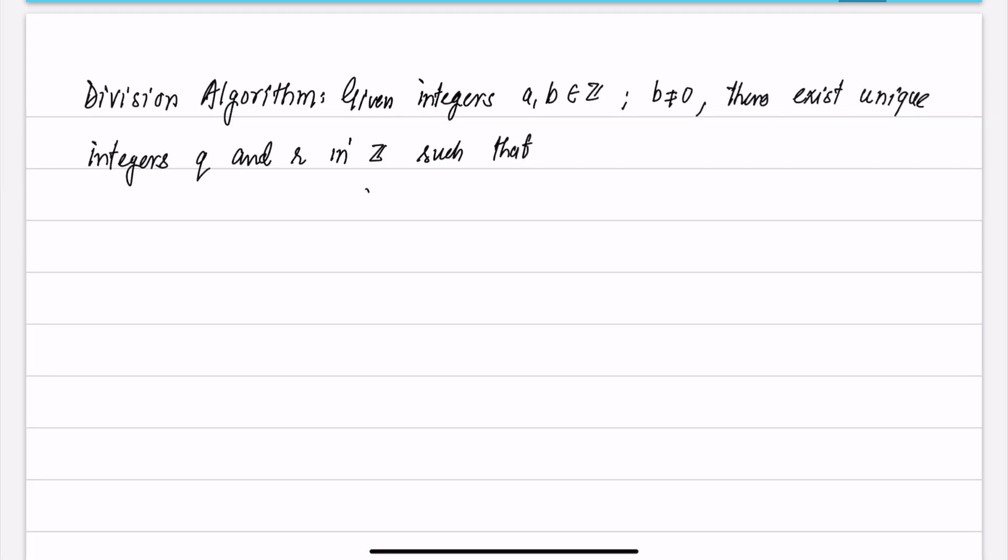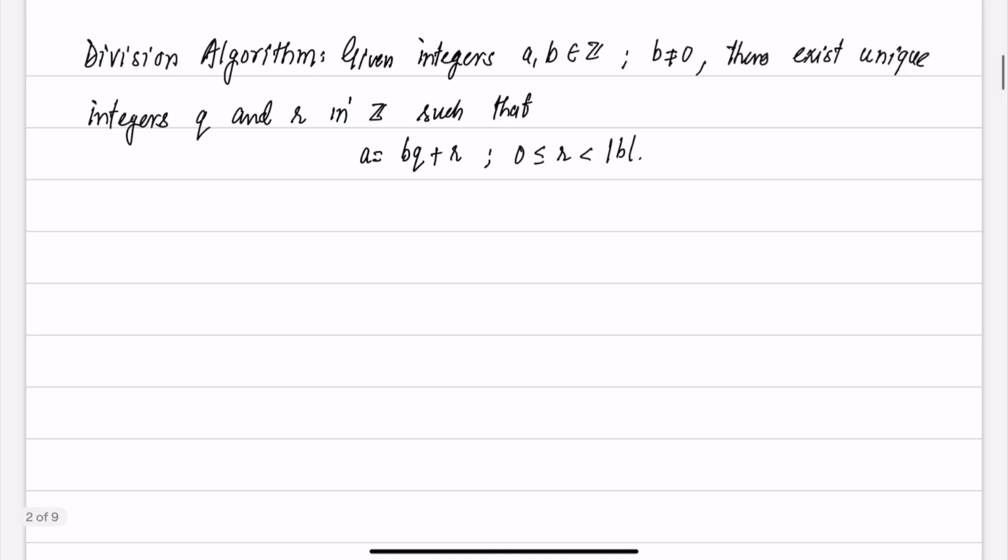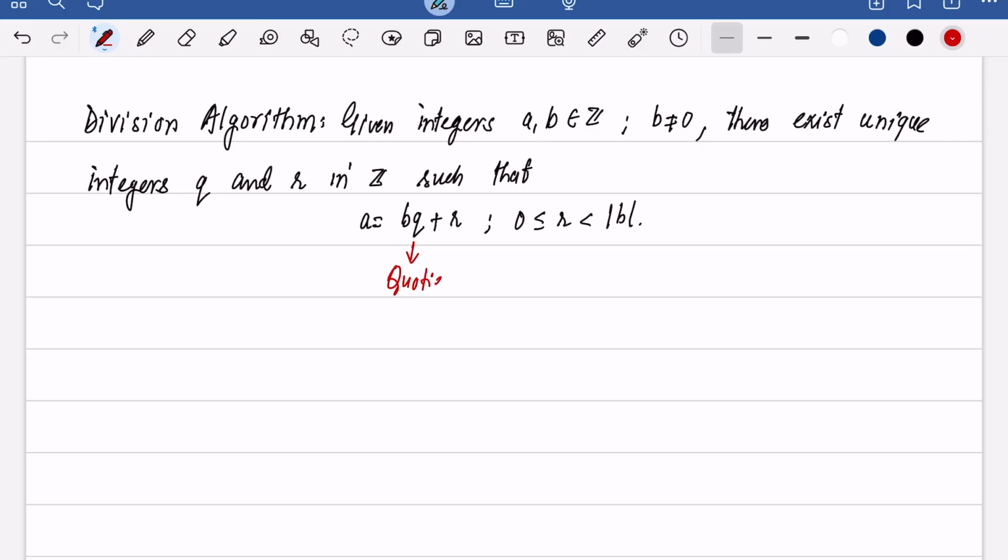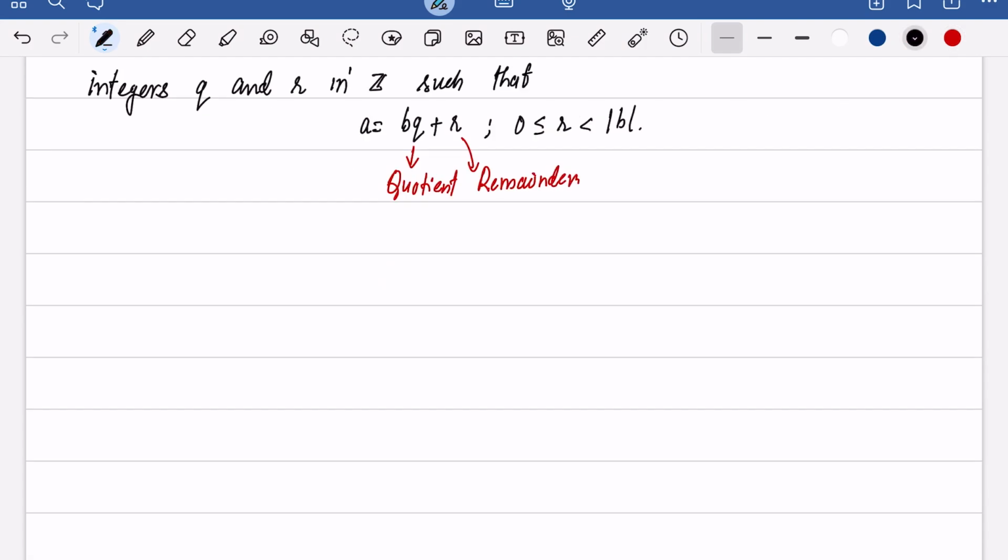such that a is equal to bq plus r, where r has the condition that it is always greater than or equal to 0 but less than modulus of b. So this is the division algorithm for any two integers a, b in Z with b non-zero. We can find unique integers q and r, where we call q the quotient and r is known as the remainder. So once the division algorithm is done, we will directly go to the fundamental theorem of arithmetic.